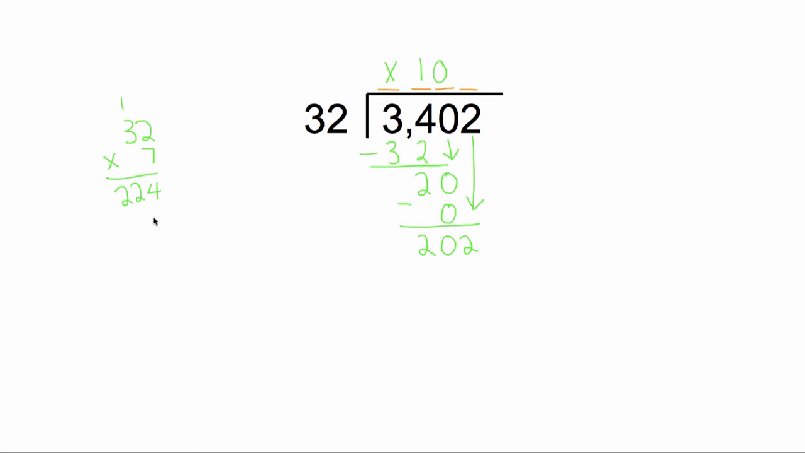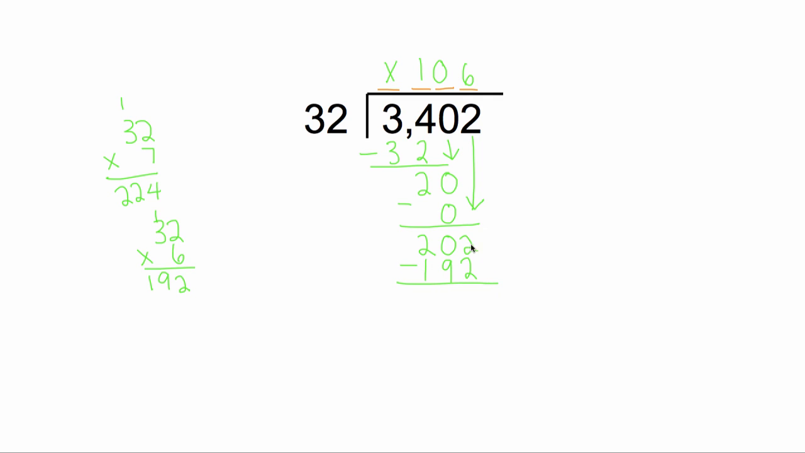So I'm going to go down to 6. 32 times 6. 6 times 2 is 12. Carry the 1. 6 times 3 is 18. Plus 1 is 19. So we have 192, and that's as close as I can get without going over. So 32 can go into 202 6 times. 32 times 6 is 192.